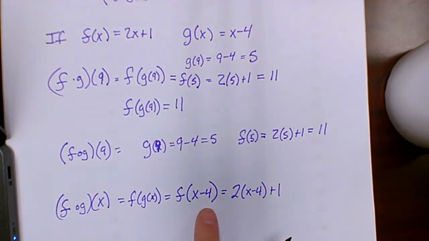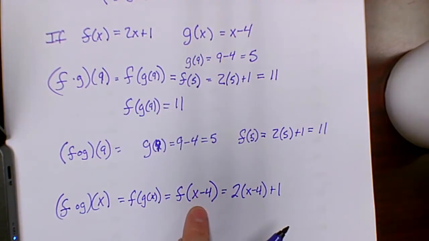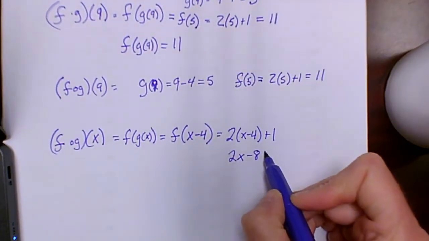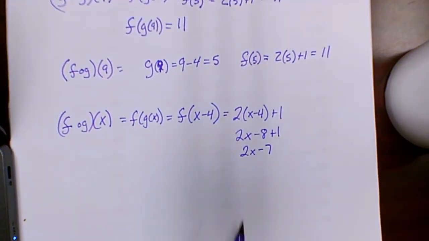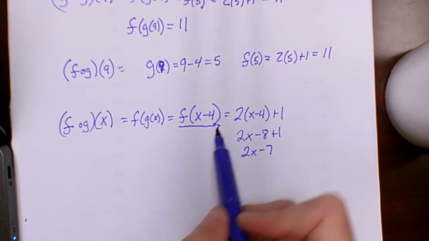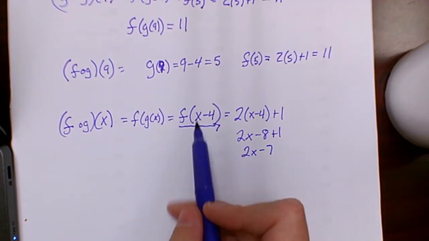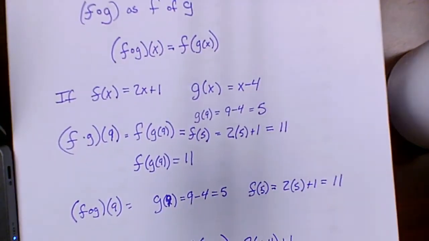So that x minus 4, we're going to replace this x with this value. And then we have 2x minus 8 plus 1. So that's 2x minus 7. So this is pretty much evaluating functions, especially when you had a value other than x or a plain number.